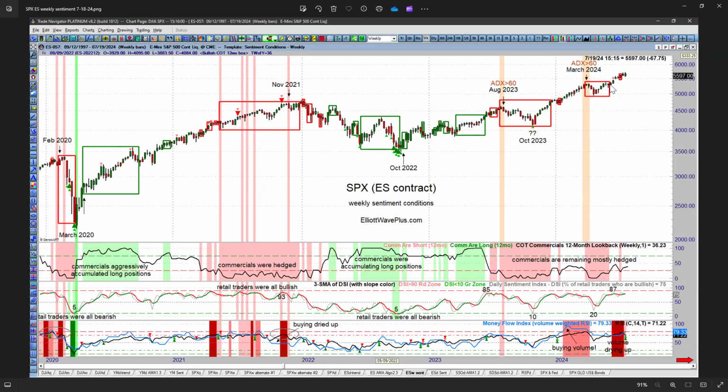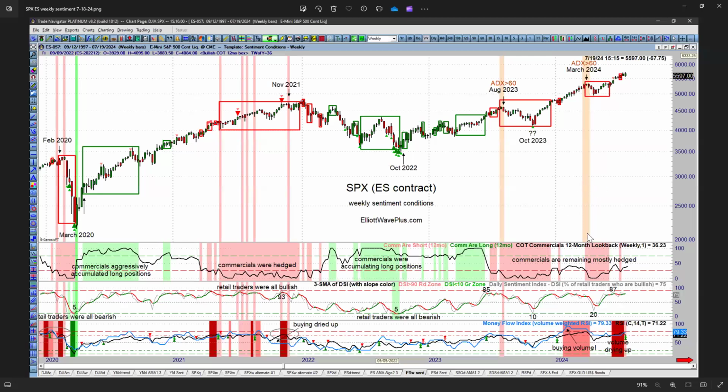Right in here. So this is the most convincing warning of a top that we've seen since November 2021, where the money flow is running below the RSI while the RSI is in overbought territory above 70. Retail heavily long, heavily bullish, 87 recently, and commercials still wanting to mostly remain hedged.